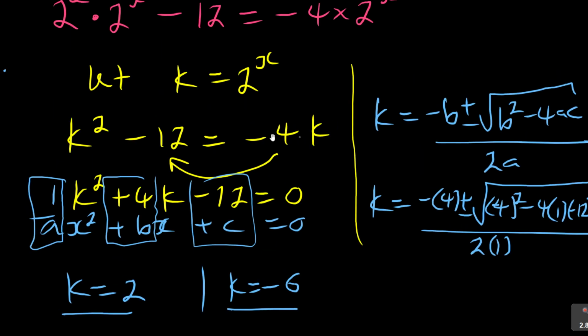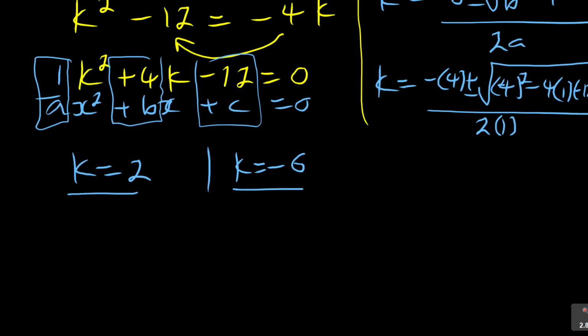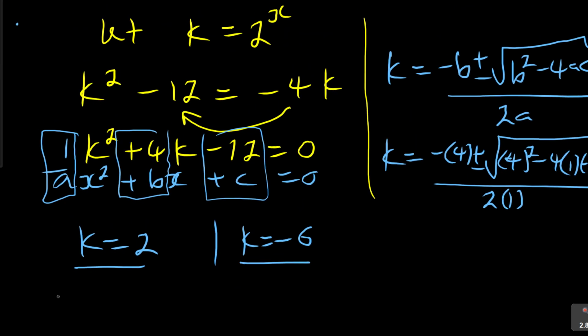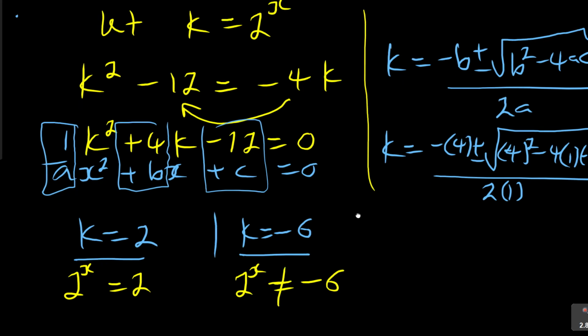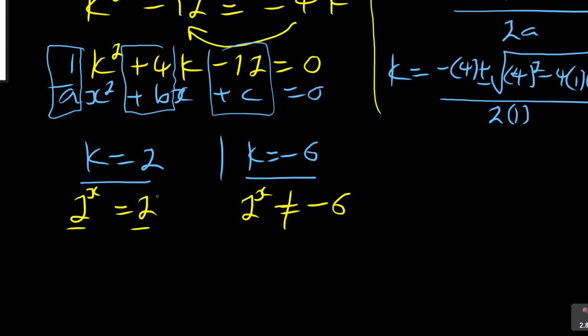But now, let's not forget, we said what was K? K is equal to 2 to the power x. So you can now come back and say, where there is K, 2 to the power of x is equal to 2, or 2 to the power of x is equal to negative 6. That's not a solution because you can't have a positive equal to a negative. But the other one has got something. Same base, there is a power there. 2, therefore x is equal to 1. That's the answer there, because the power there can only be 1. Remember, 2 to the power of 1 is 2.